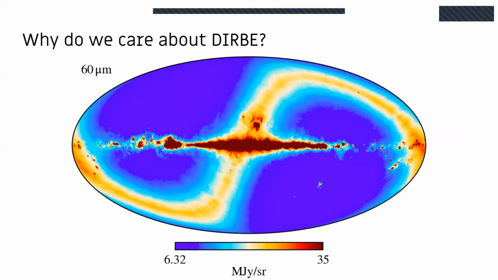So for an example, here's what DIRBE looks like at 60 microns. You can clearly see the galactic plane right in the middle for dust emission, but also this zodiacal emission along the ecliptic here gives you a very distinct view on the sky.